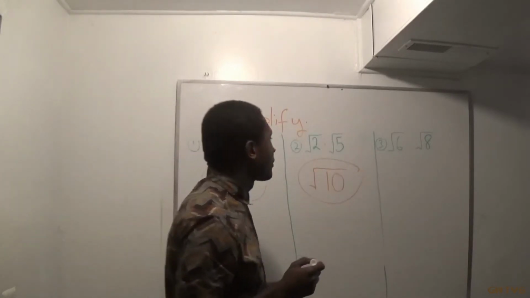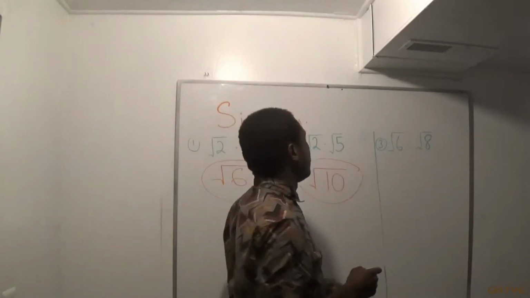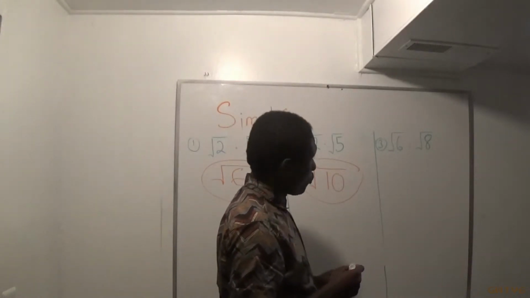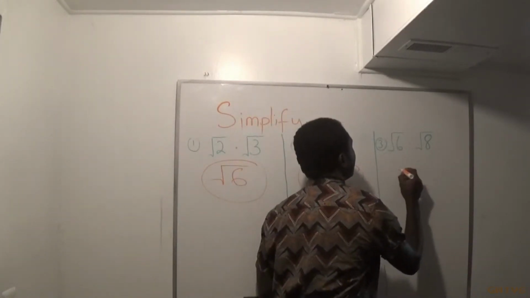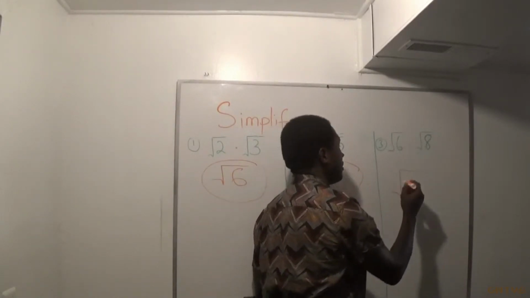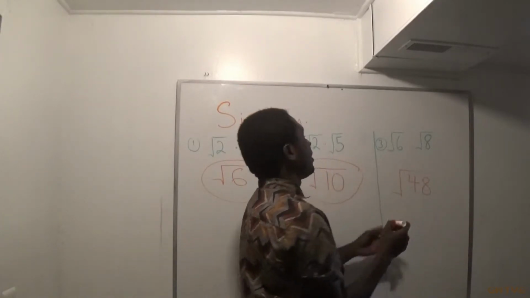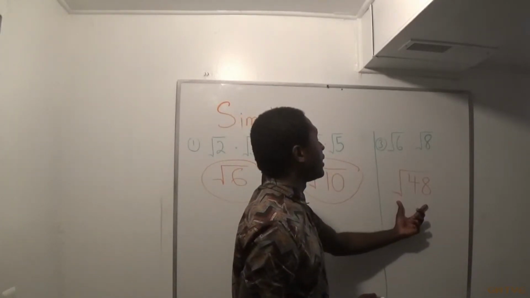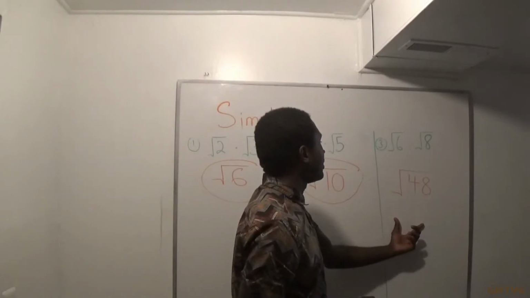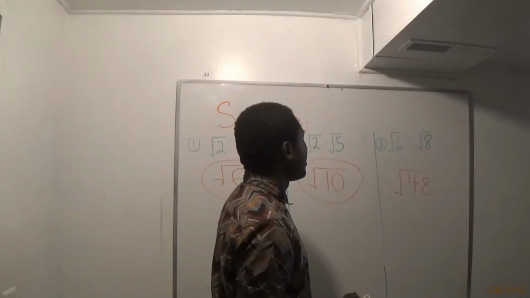What about that one? Again, I got square root times a square root. So I'm going to have one square root and then I multiply what I have in the square roots. So 6 times 8 and that is 48. So my answer is square root of 48. And can I simplify this? Well, for this I should be able to simplify this.